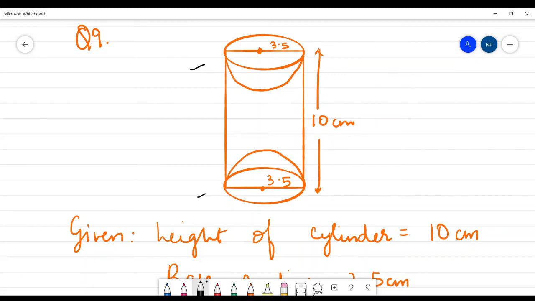If the height of the cylinder is 10 centimeter, they're talking about the height of the cylinder, that is 10 centimeter, and its base is of radius 3.5 centimeter. So the cylinder's base and the hemisphere's base are the same. Find the total surface area of the article. So how will we find the total surface area of the article?